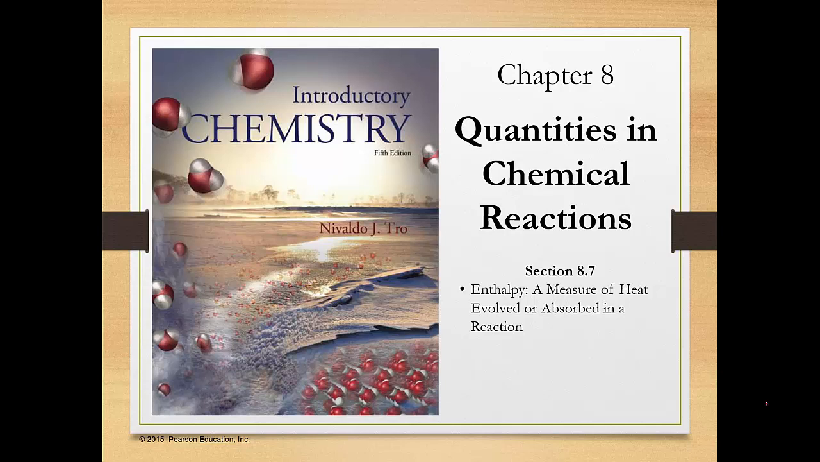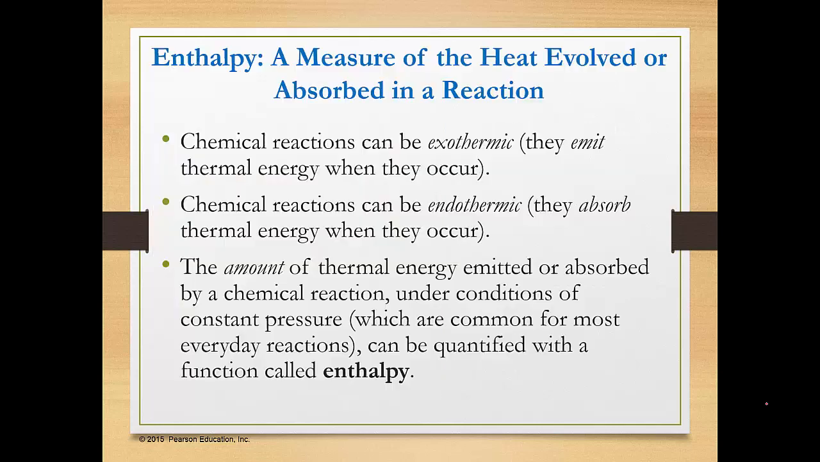In the last section of Chapter 8, we're looking at a concept that seems to be a little bit unrelated to what we've been talking about, but it actually is. We want to look at enthalpy, which is just a measure of the amount of heat being either given off or absorbed by a chemical reaction. So we've already talked about the fact that chemical reactions can give off heat or thermal energy, in which case they are exothermic, or they can absorb heat from their surroundings, which makes them endothermic. So remember the terms exothermic and endothermic. We're going to refer back to those.